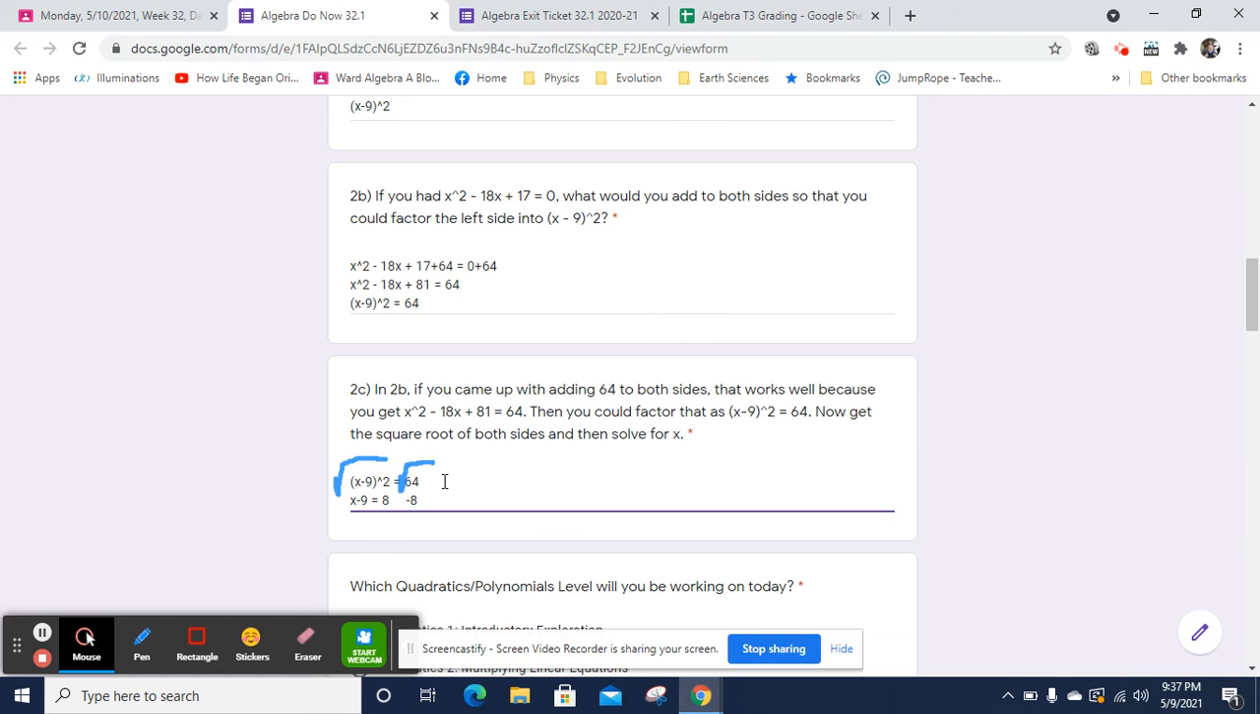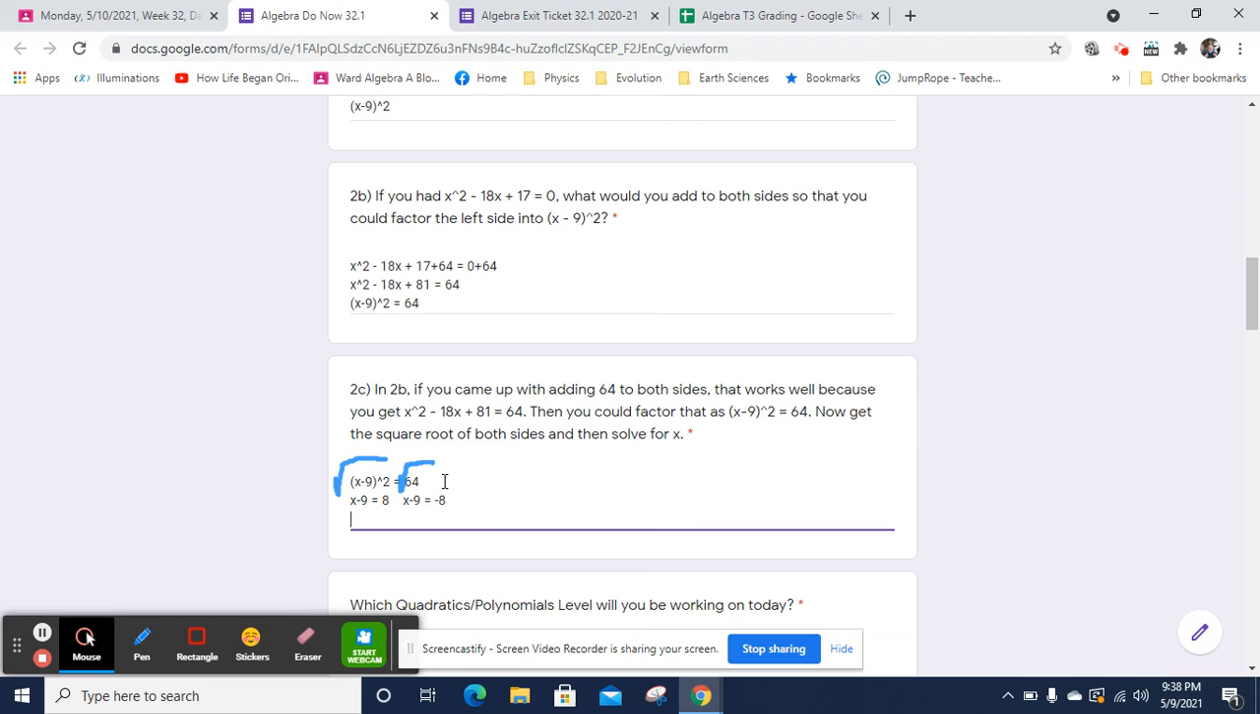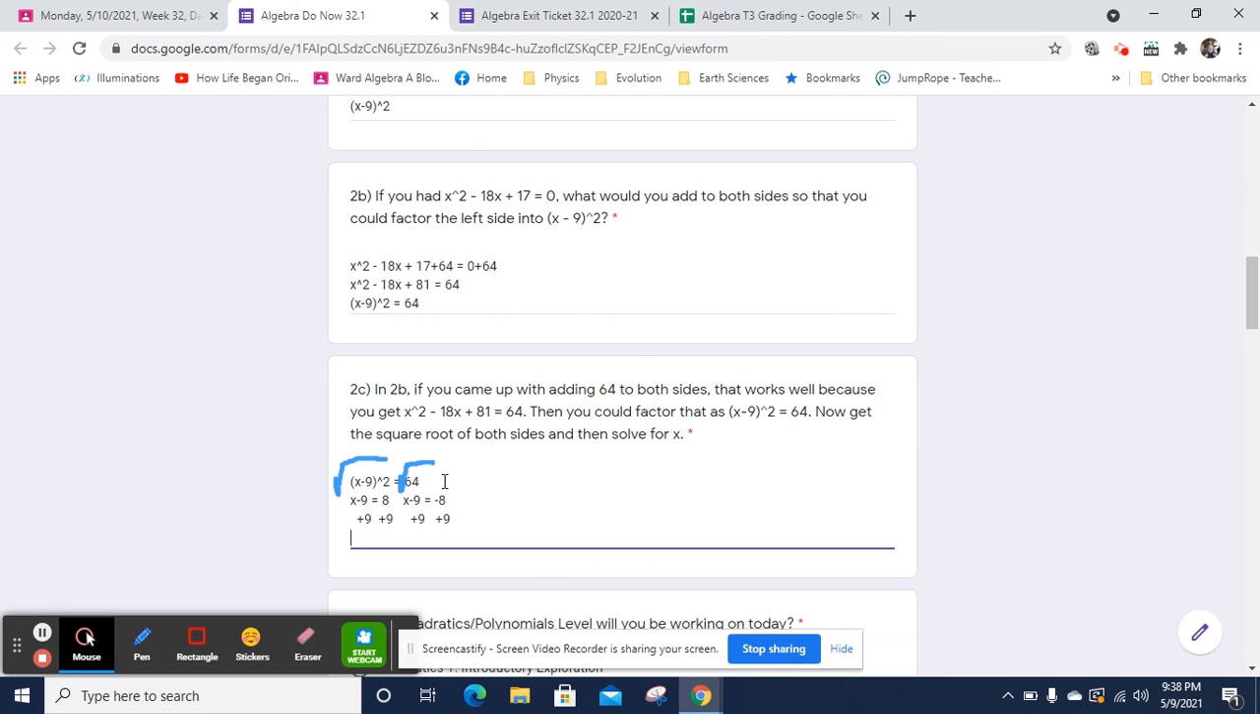So I'm going to have x minus 9 equals 8, and x minus 9 equals negative 8. Now I'm going to add 9 to both sides to get rid of minus 9. On the left side, x minus 9 just becomes x, and 8 plus 9 is going to be 17. On the right side, on this other version, x minus 9 still becomes x because I added 9 to get rid of minus 9, and negative 8 plus 9 becomes 1. And so those are my solutions for that question. I hope that was helpful for you.